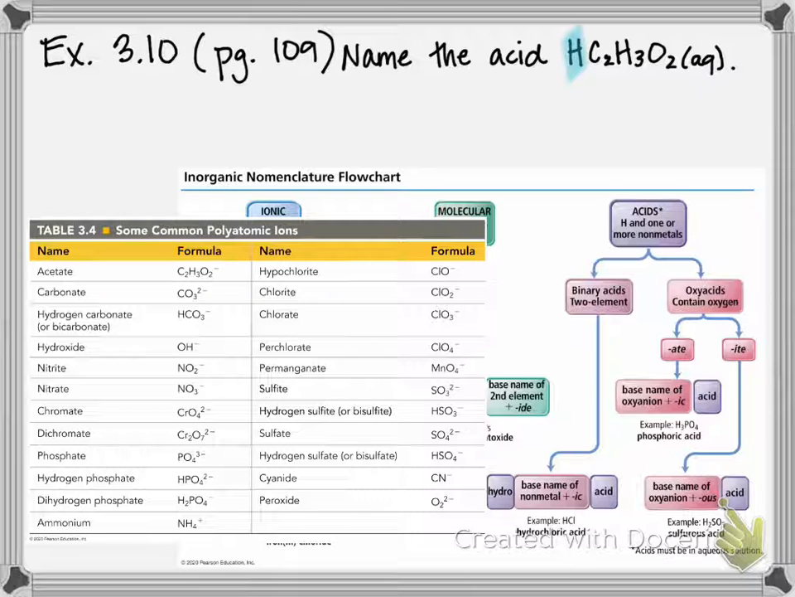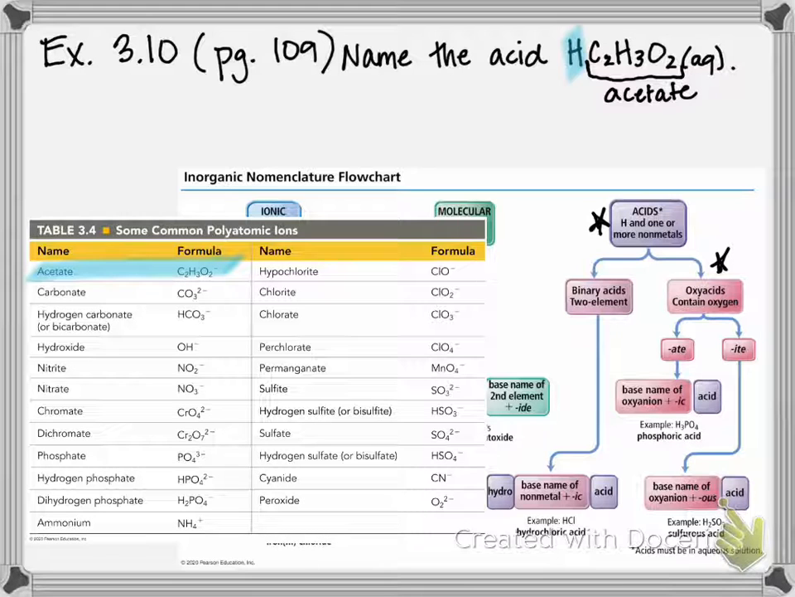So we know it's an acid. We can recognize that. And it's not a binary acid because it contains more than two different types of elements. So therefore, it has to be an oxyacid. It contains oxygen. It also contains a polyatomic ion. So if you recognize, hopefully, this C2H3O2, that is the acetate ion. If we go to our polyatomic ion chart, acetate, that's the first ion on our chart.